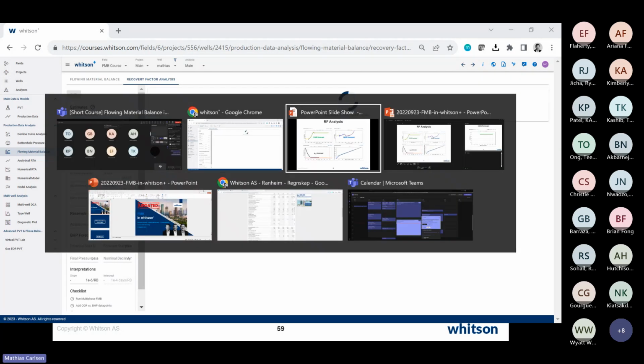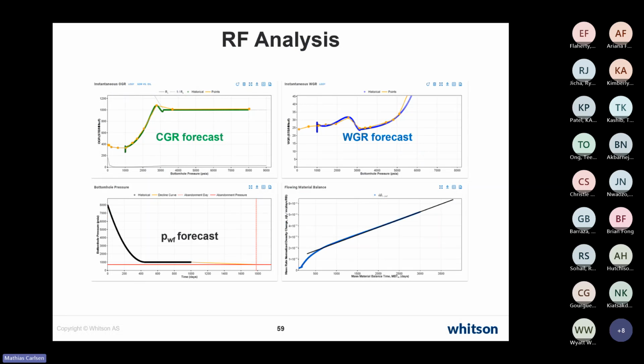But just real quick on this, the interface that we're dealing with in the recovery factor analysis looks like this. It has the ratio forecast of CGRs. It has the ratio forecast of water-gas ratios, and it has the forecast of bottom hole pressures versus time. And that's what it uses instead of using rel perms. So that's what we're going to go through a little bit later.